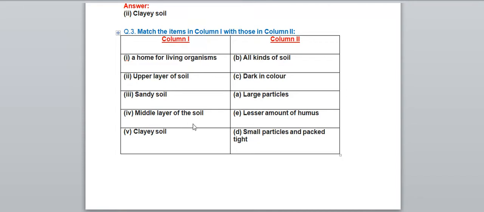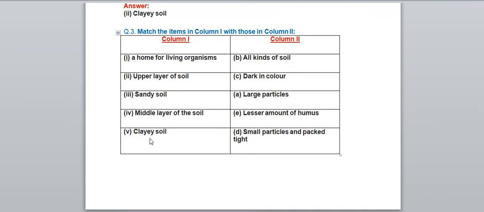The middle layer of the soil, what are the things which it will have? Lesser amount of humus. Okay, the highest amount of humus is present in the top layer of the soil, but the middle layer of the soil will have lesser amount of humus. It will have more minerals, but the amount of humus will be little in the middle layer of the soil.